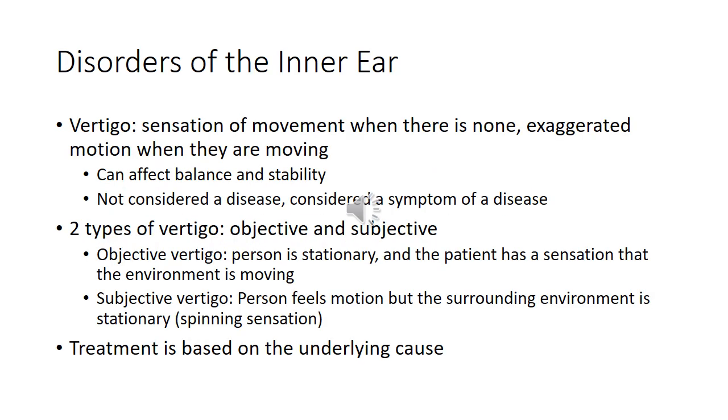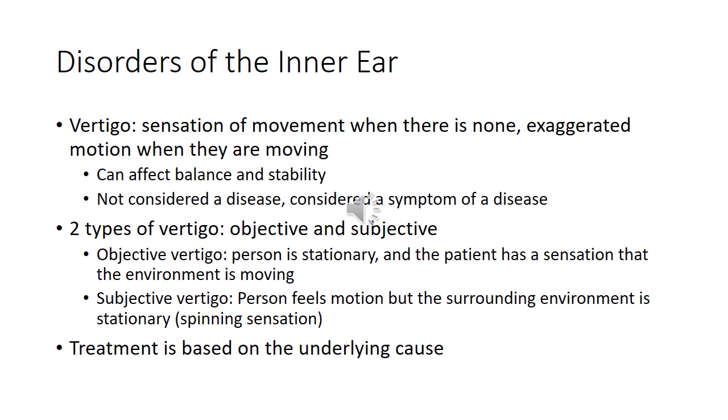Vertigo is the common disorder of the inner ear. There are two types of vertigo, objective and subjective. Vertigo is the sensation of movement when there is none. It can affect balance and stability. It's not considered a disease, however, it is considered a symptom of a disease.